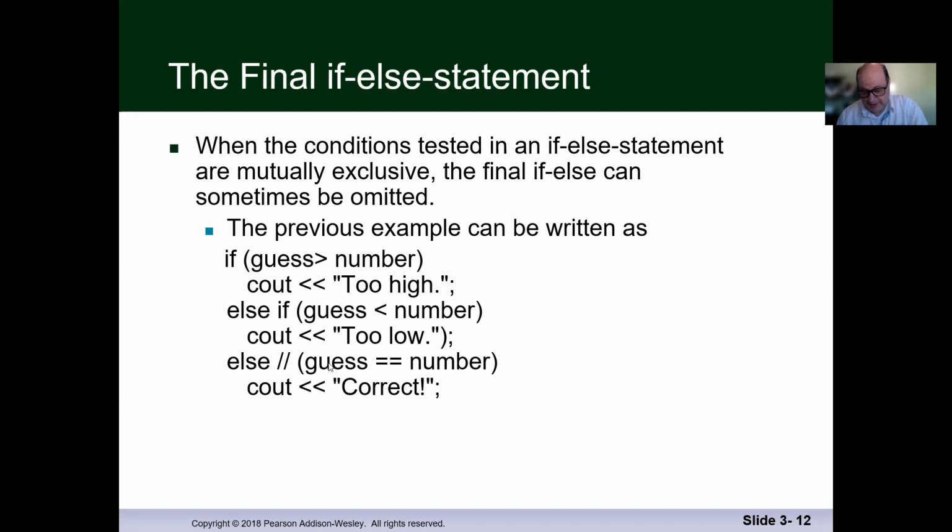I can put it as a comment for myself, if I jump in there or somebody is looking at it, but the computer doesn't need to check it. It's already given. So we have to think about these things a little bit.